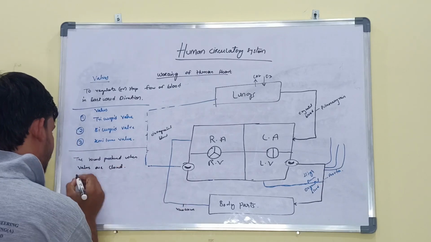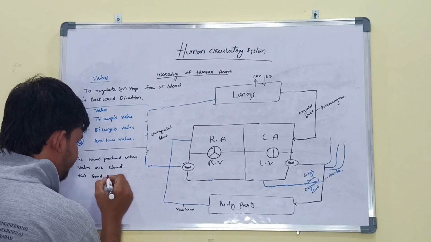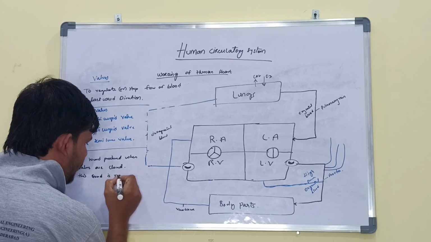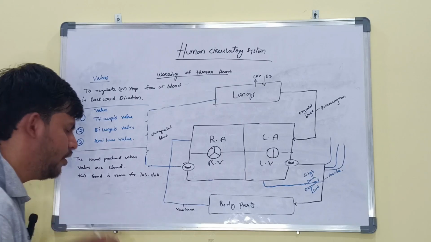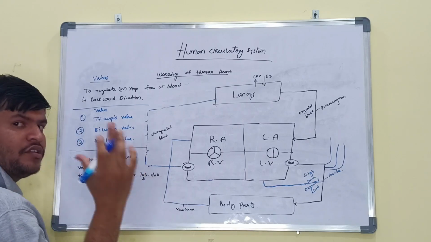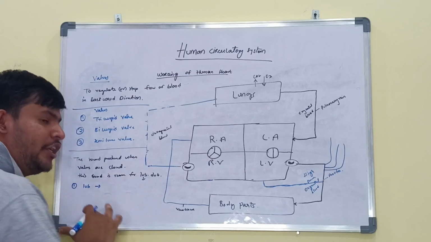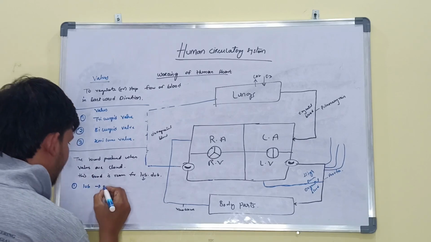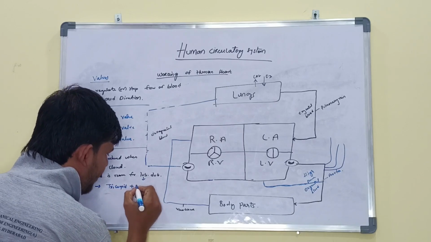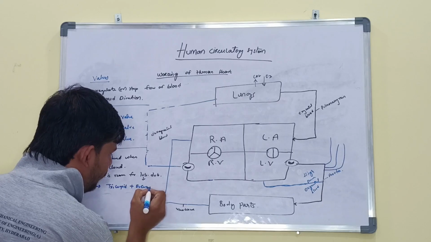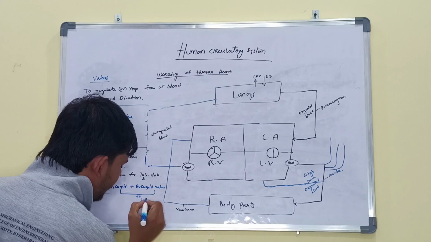This sound is the reason for lub and dub. First one, lub. How does it come? The lub sound is generated when the tricuspid plus bicuspid valve closes, then the sound that is generated is lub.